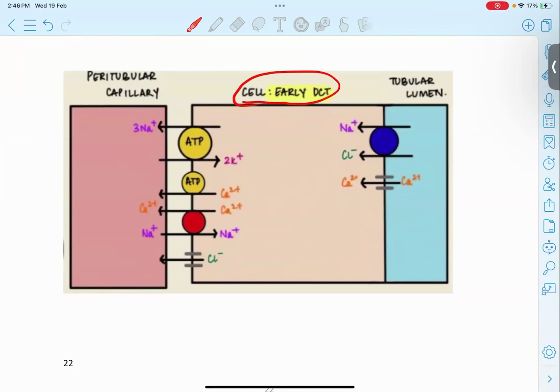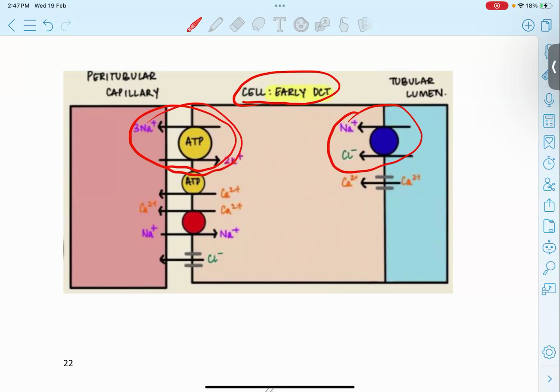So this is an early DCT cell. What happens in the early DCT cell? One important transporter we have is the sodium chloride symporter. Symporter means same direction. I have already discussed what is symporter, what is antiporter. So through the sodium chloride symporter, there will be entry of sodium and chloride. And also there is a sodium potassium ATPase pump. We already know about the function of the sodium potassium ATPase pump.